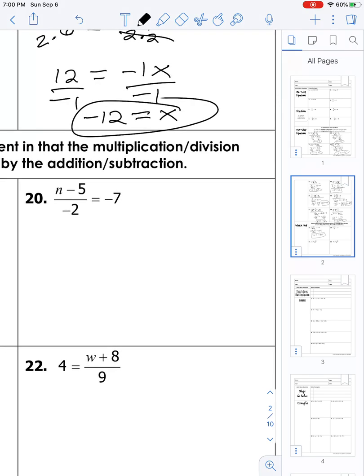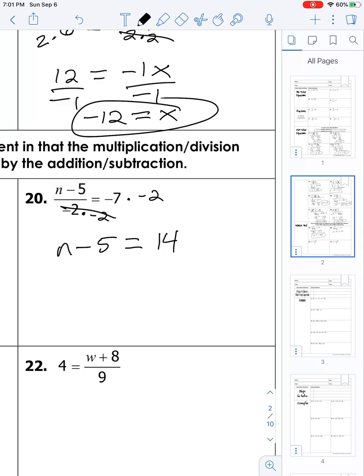Number 20. So again, we've got a fraction. We need to get rid of the bottom of the fraction first. So what we're going to do is we're going to multiply by -2 to get rid of the bottom of the fraction. So that's now gone. The n minus 5 drops down. Watch your negatives over here. Okay, -7 times -2 is positive 14.